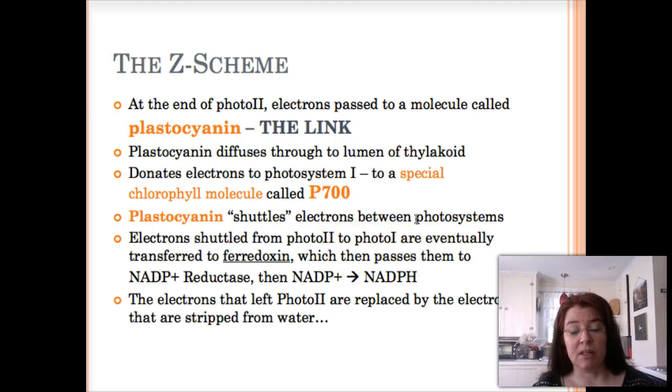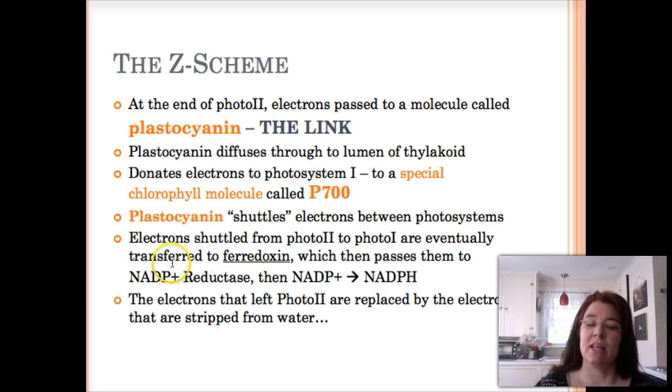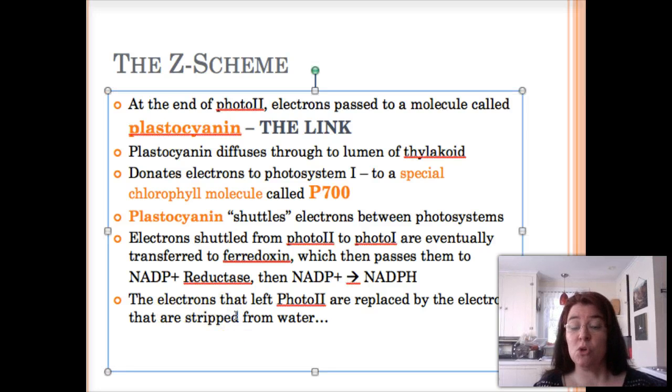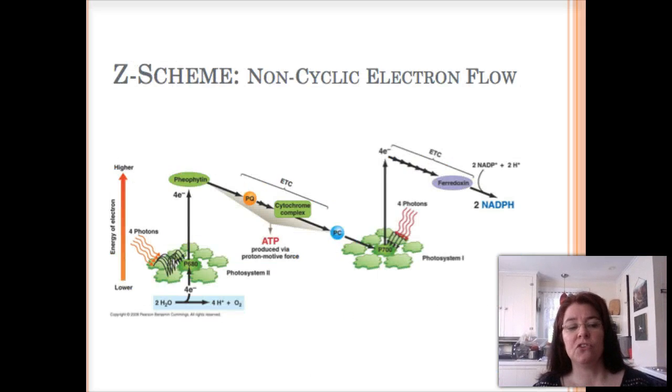Now, ultimately, they're going to help reduce ferredoxin, which then passes them to NADP plus reductase, which then helps convert NADP plus to NADPH, which again is the product from photosystem 1. The electrons that are removed from the reaction center in photosystem 2 get replaced by the splitting of water, and the whole system continues to work.